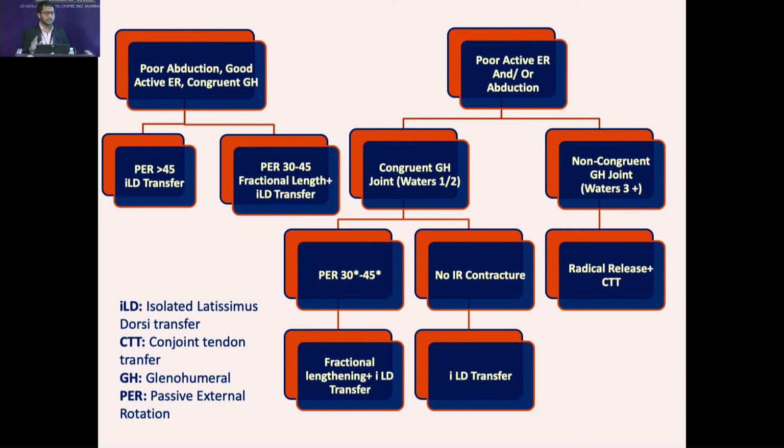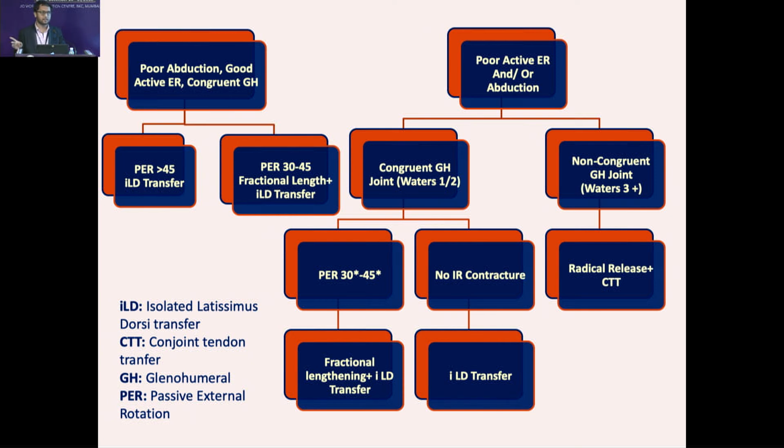So if a child has poor abduction and a good active external rotation, we look at the glenohumeral joint, and most of them have a congruent glenohumeral joint. We look at the external rotation range. If it is more than 45, we just recommend an isolated latissimus dorsi transfer. When it is between 30 to 45, we recommend a pec major fractional lengthening with isolated latissimus dorsi transfer.